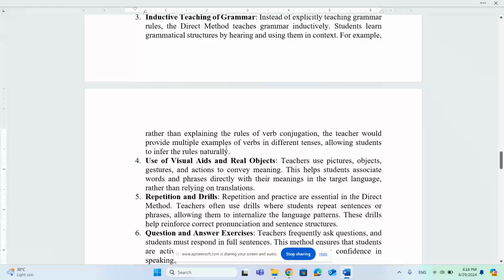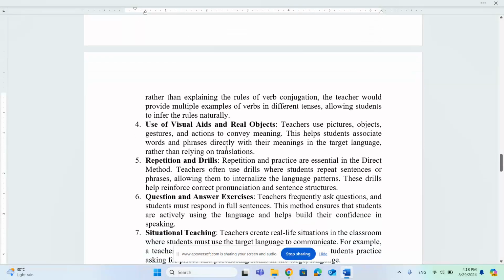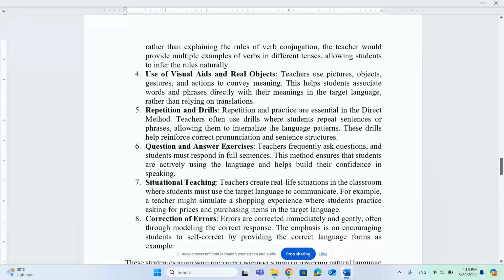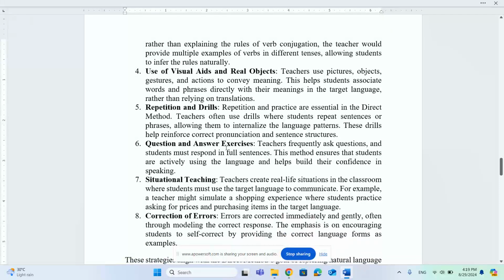And the next strategy can be the use of visual aids and real objects. I already told you, to teach vocabulary you can use a picture, you can use an object or gesture. Sometimes even gesture can be a very effective way of giving the meaning of new words. And sometimes you can use action also, which helps students associate words and phrases directly with their meanings in the target language rather than relying on translations, meaning depending on translation.